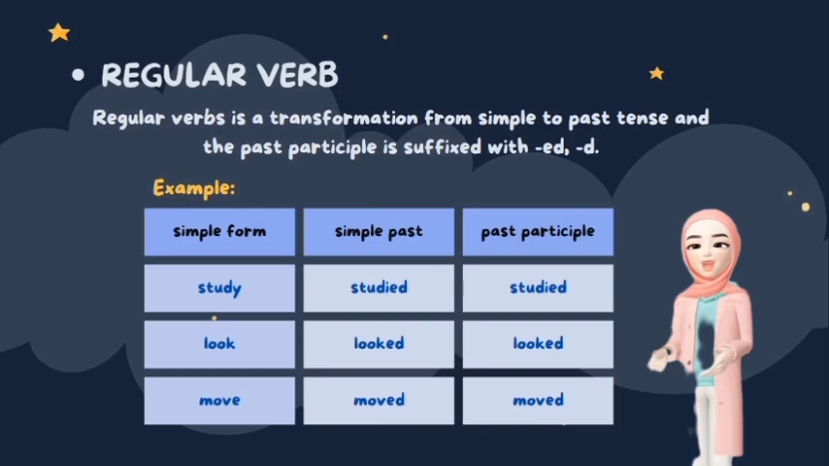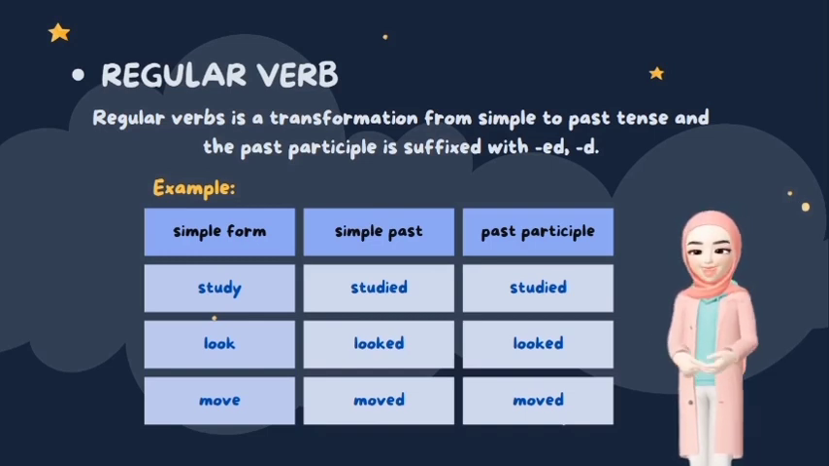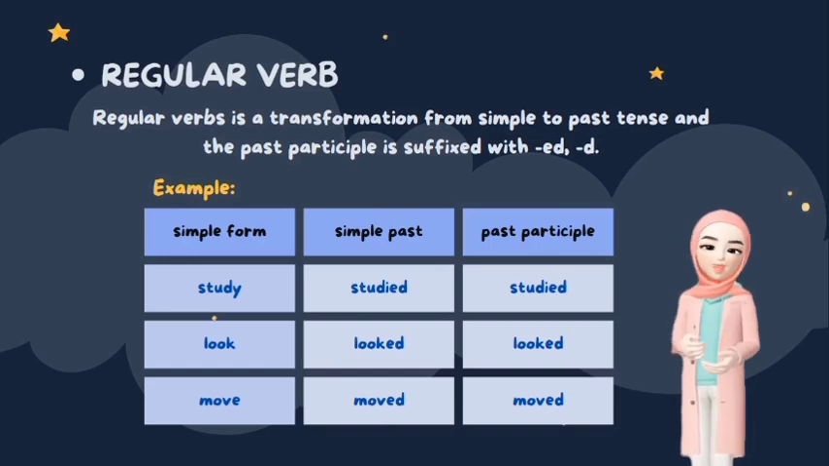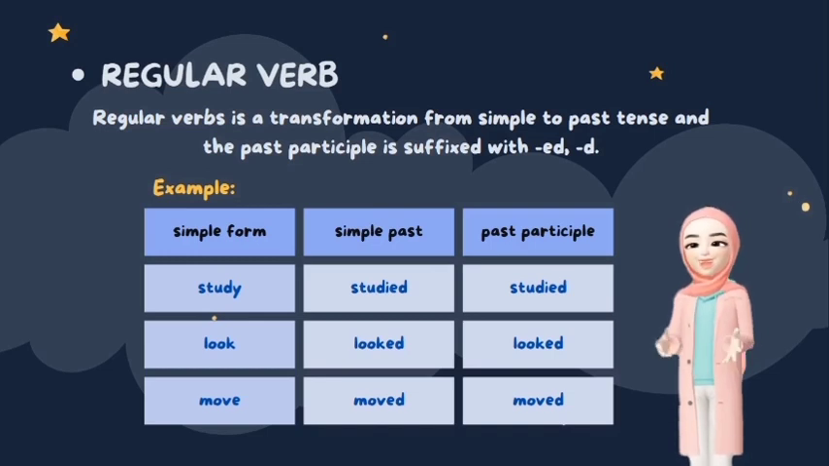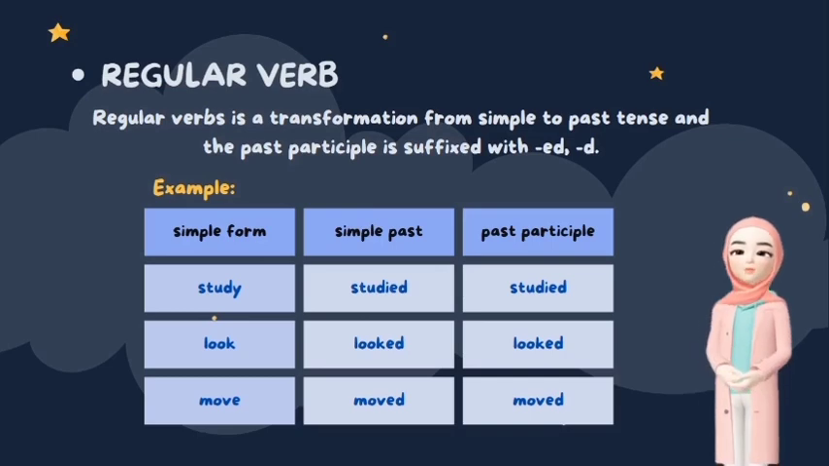For verbs that end in y, maybe we have also learned that we usually change y to i, then we add the ed suffix behind it, like this: study. Then for the second example, there is the word look, and the simple past and the past participle is looked. So we add ed behind it to turn it into the second form and also into the third form. Then the third example is the word move. We add the suffix d to become moved for the simple past and also the past participle.